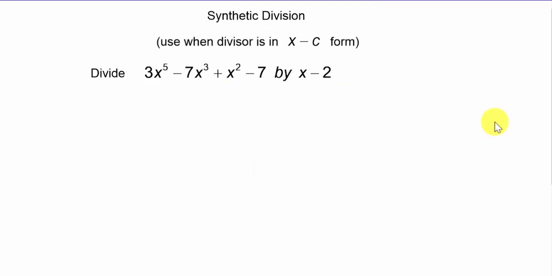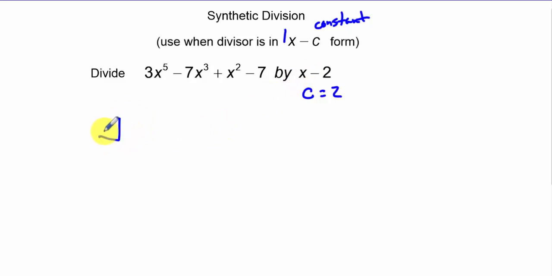So now we talk about a special case when you have a divisor in x minus c form. Note the coefficient in front of the x must be a 1, and then this is a constant. All right, and we have that right here. We're asking to divide this term by x minus 2. Notice c in this case is equal to 2 because that c is always following a subtraction sign.